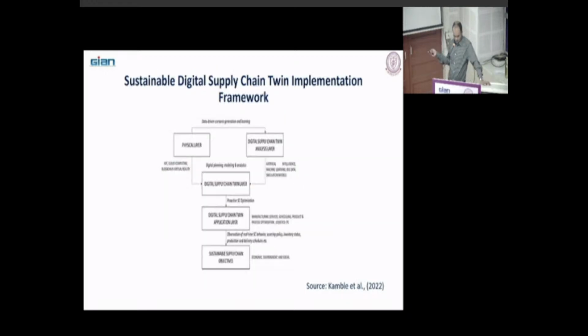And again another framework: physical layer, digital layer, and how these two, the physical and virtual model, are connected. This is the digital supply chain twin layer. Here you can see that it provides some proactive supply chain optimization. You use those digital supply chain twins, and then you analyze the performance, sustainable performance, basically economic, environmental, and social.